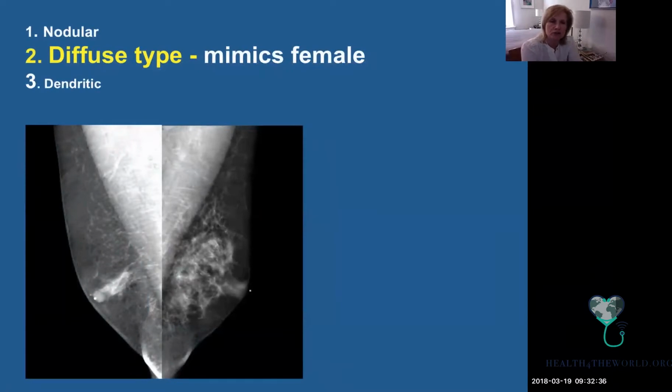Okay, that was the nodular type of gynecomastia. Now we're going on to the second type of gynecomastia, which is the diffuse type. And this is the one which really mimics female breast on mammography. Here you see in this example, the man has bilateral gynecomastia. You could call it flame shape on the right, but on the left, if this was a female, you wouldn't hesitate to question that this is normal breast tissue. You wouldn't even think it might be a man, but this is a man with the diffuse type of gynecomastia.